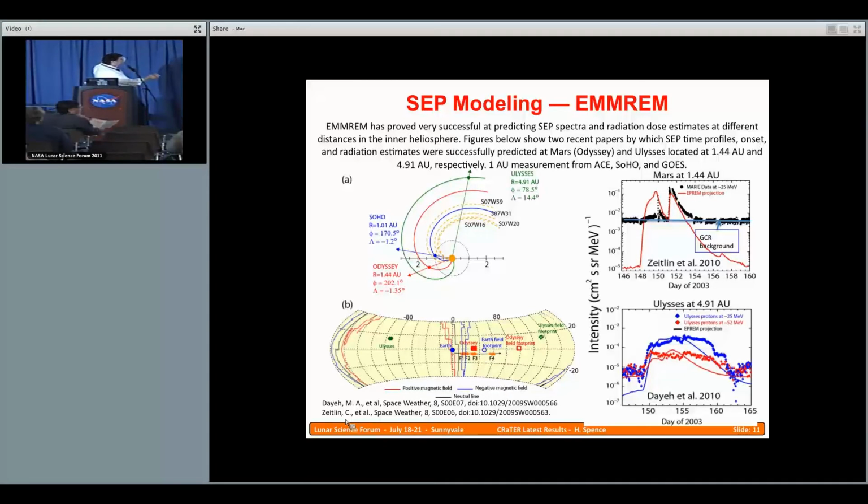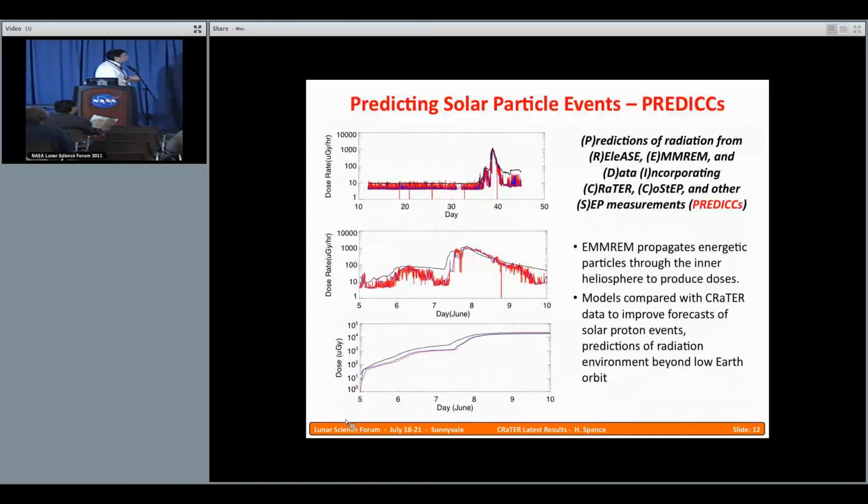And in fact, recent modeling from the Earth, Moon, Mars radiation environment model is able to take energetic particles fed in and model them throughout the inner heliosphere, in this case at Mars. This is some comparisons with observations at Mars Odyssey and with Ulysses at 4.9 AU. This was an event back in 2003, a fairly powerful event, a lot more powerful than anything we've seen so far on Crater. But nonetheless, we've developed models that are able to model the rise in solar energetic particles.